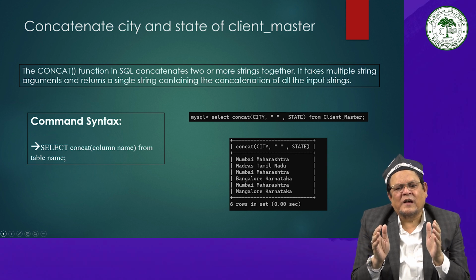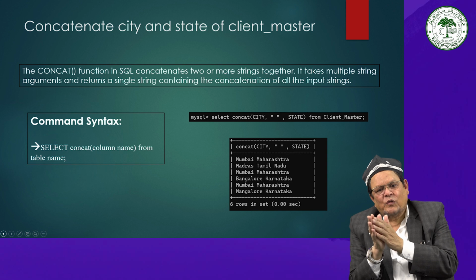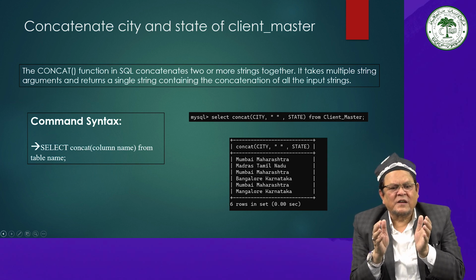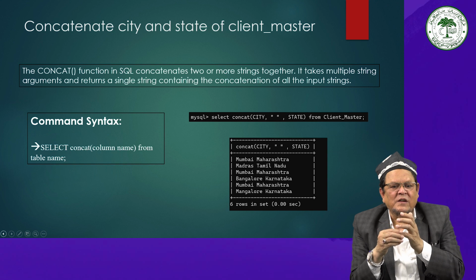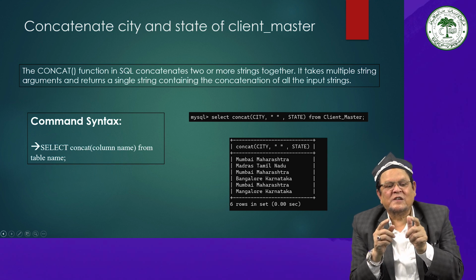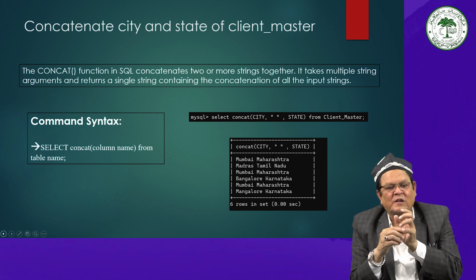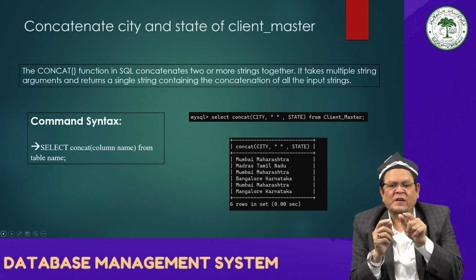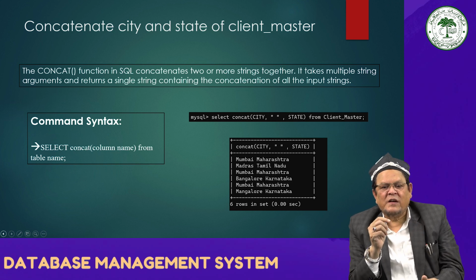Here I have taken the example of city and state. You can take more. So what will you do? The command syntax is like that: select concat, column names, from the table name. In MySQL, how do you write it? Select concat, city, you want to combine city and state.